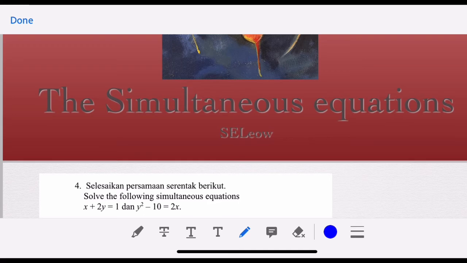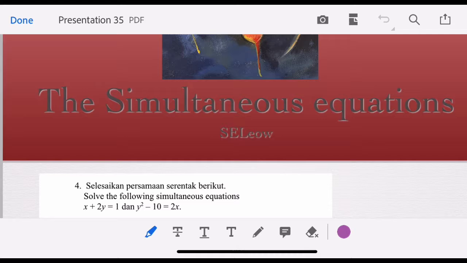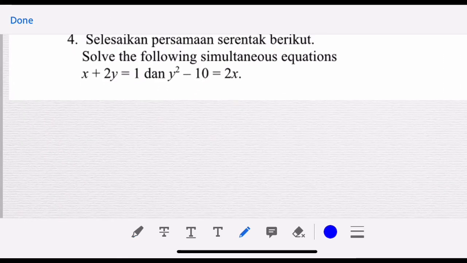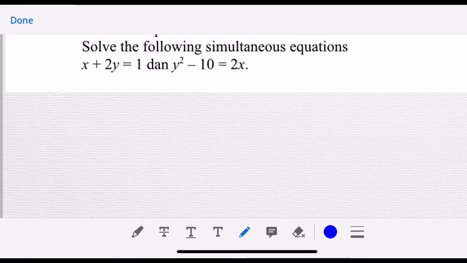So I'm going to discuss question number 4, because I think a student told me she actually got a different answer. So question number 4, let's see. Solve the following simultaneous equations. I will always study first before I do. It's up to you actually, but I'm going to start with x is equal to 1 minus 2y here.